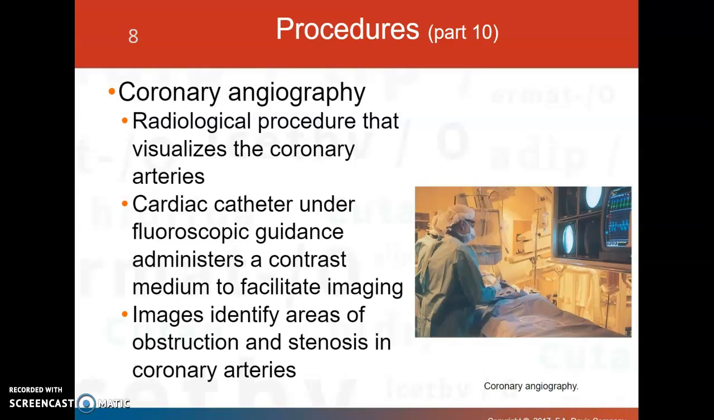Okay, coronary angiography. This is an X-ray procedure, a radiological procedure that visualizes the coronary arteries. Cardiac cath under fluoroscopic guidance administers a contrast medium to facilitate the imaging. So it's kind of like an ultrasound of the heart a little bit. Images identify areas of obstruction and stenosis in coronary arteries. So they're doing the cardiac cath, but it's under X-ray.